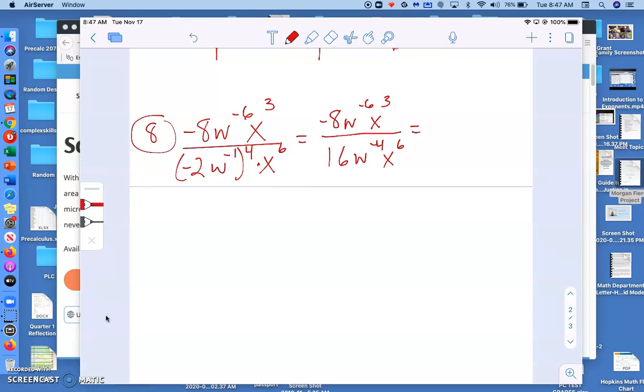And now I'm going to get rid of the negative exponent. So notice I said exponents. -8 over 16, well, -8 is still negative, but I move the exponent, so that stays. So w to the -6 flips. X to the 3rd stays. And now if I look at the bottom, w to the negative 4, it has to move to the top, x to the 6th.